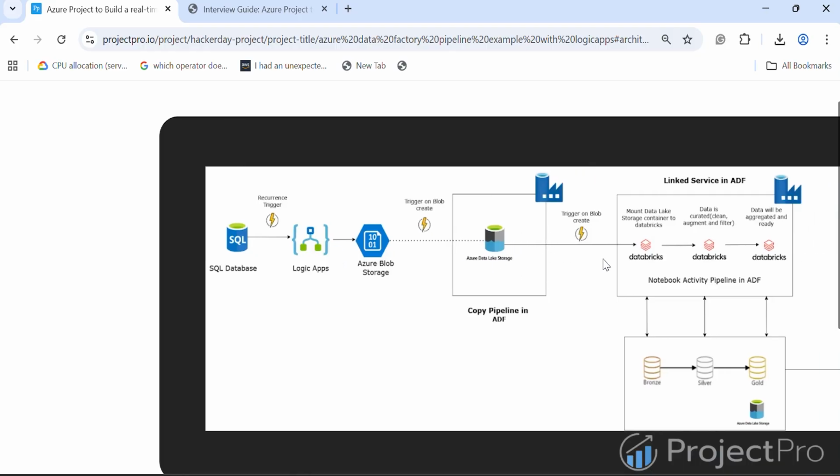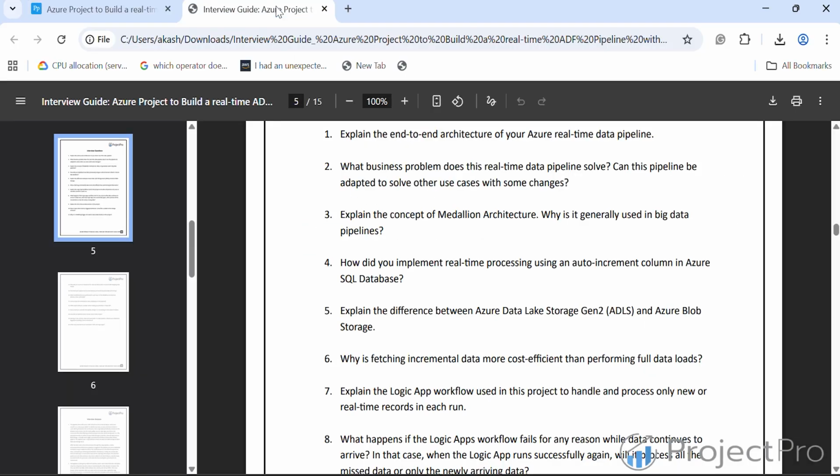Whenever we want to process the data in the Databricks workspace, we prefer using Azure Data Lake Storage as the storage account or data lake. That's why in this project, blob storage is used for the raw ingestion, whereas Data Lake Storage is used for the analytics and transformation in the notebook activity pipeline in the Databricks workspace. So these are the only differences between both of the storage accounts.